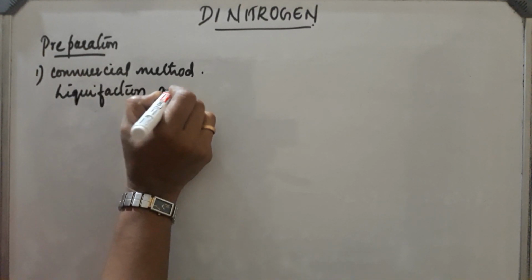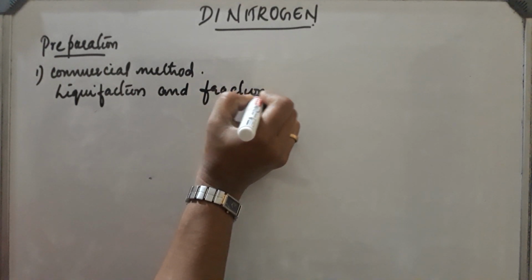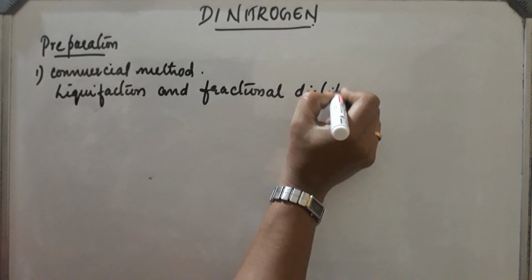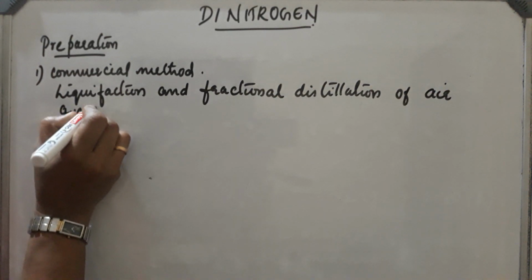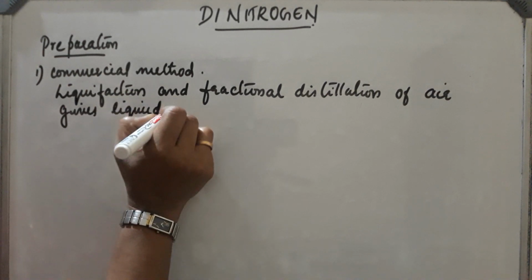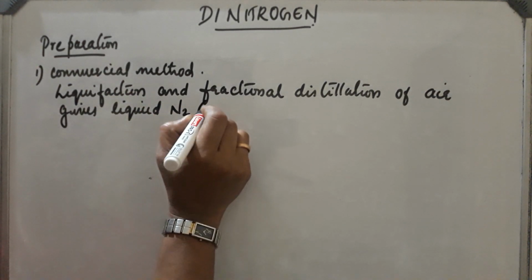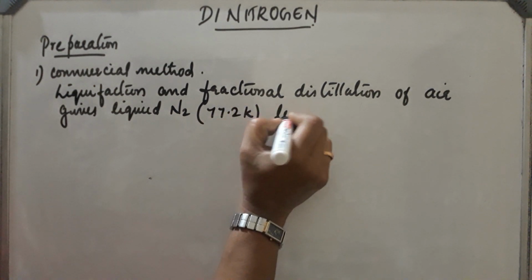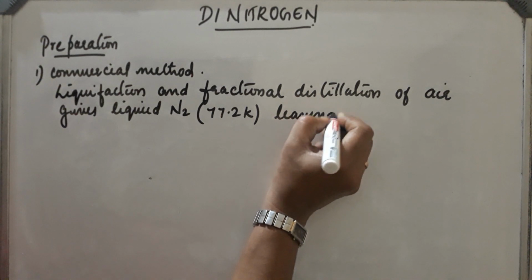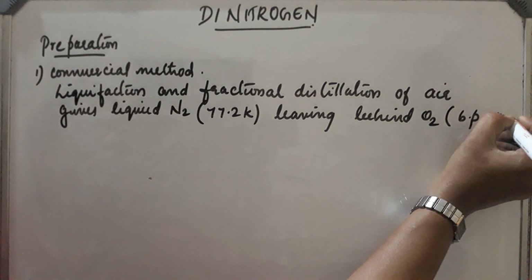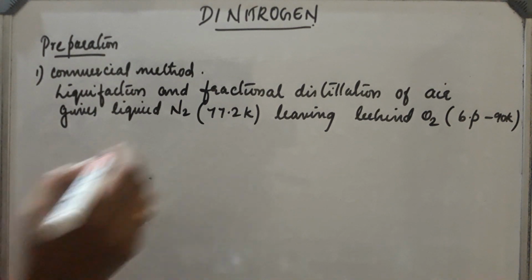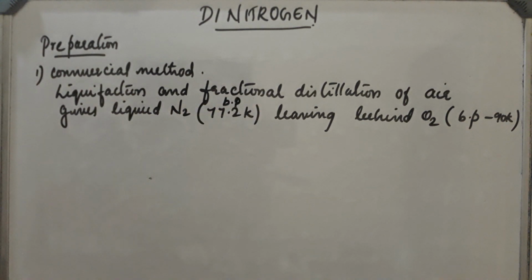Liquefaction and fractional distillation of air gives liquid nitrogen. Liquid nitrogen is obtained at a temperature of 77.2 Kelvin. First it distills out, leaving behind oxygen, whose boiling point is 90 Kelvin. Here the boiling point of nitrogen is 77.2 Kelvin. First liquid nitrogen distills out, then oxygen is obtained at a boiling point of 90 Kelvin.